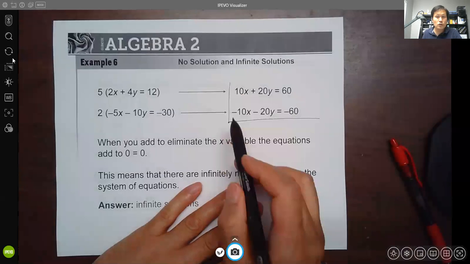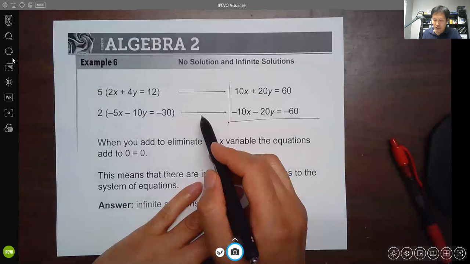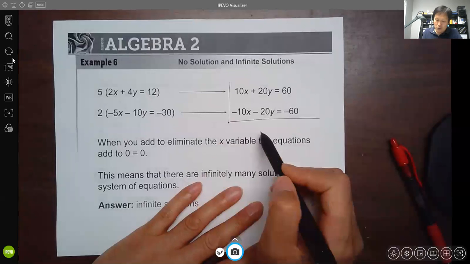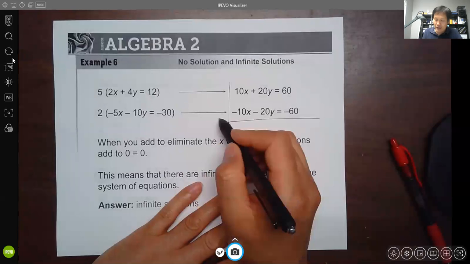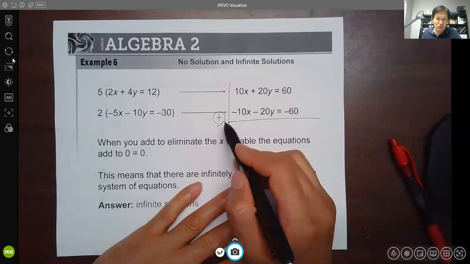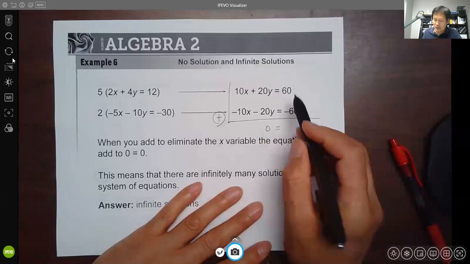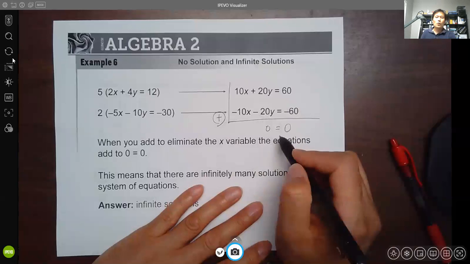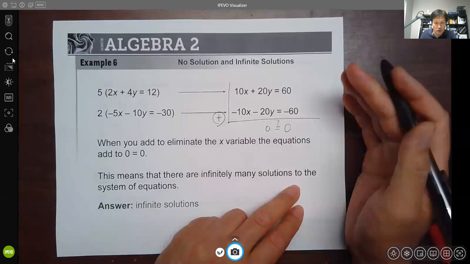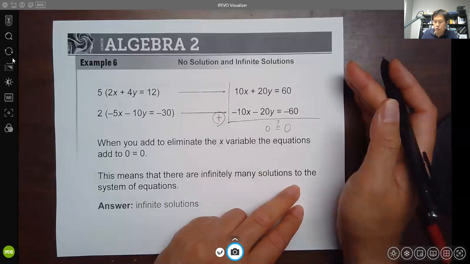In this case, you have to add, not subtract, because if you subtract, 10 minus minus 10 will give you 20x. So rather than minus here, you have to add. 10 minus 10 disappears. 20 minus 20 disappears. So basically you got 0 equals 60 minus 60, which is 0. So here's a question. Is 0 equal to 0? Is it true or false? True.